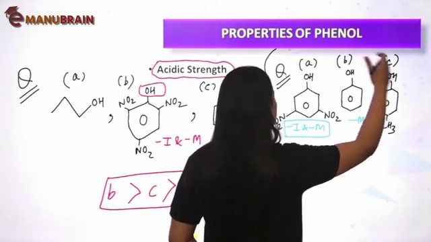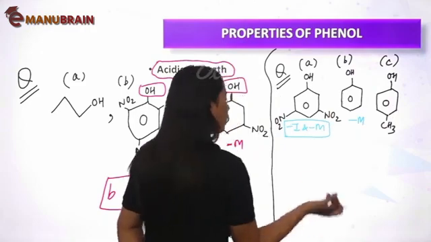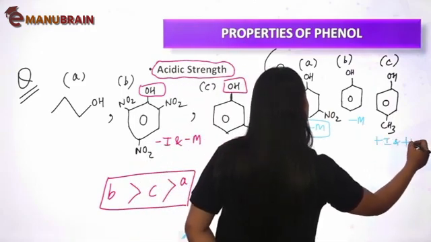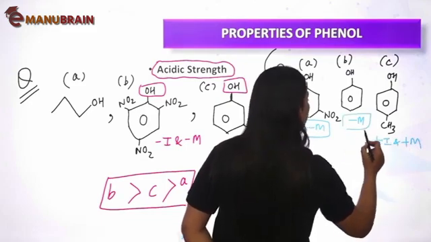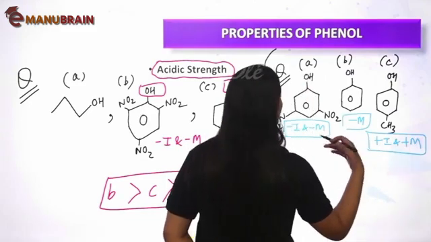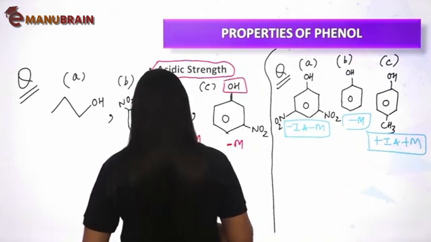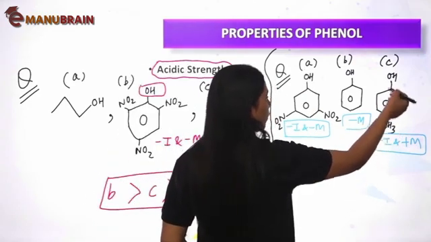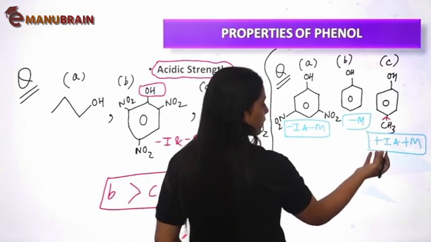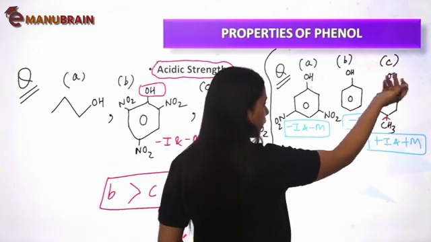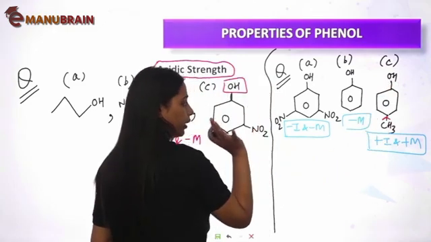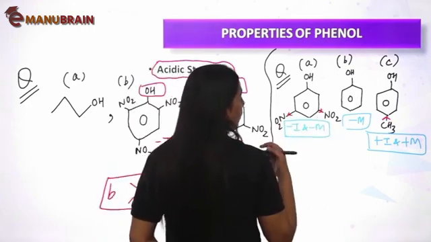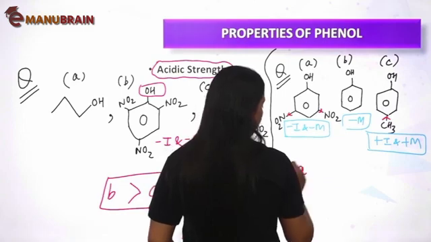But in terms of this paramethylphenol, it is capable of showing plus I and plus M effect, because CH3 is an electron releasing group. So it will decrease the acidic strength. It will give electrons to the ring. So ring will take the electrons from this side, methyl side. So O will not be able to extract electrons because O is already getting electrons. So that is why the most acidic one is A.